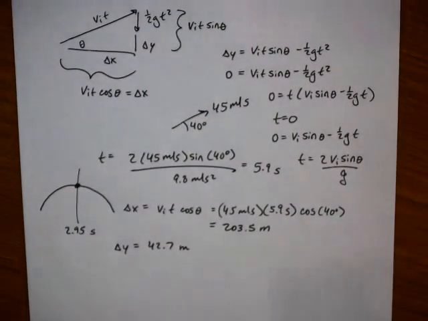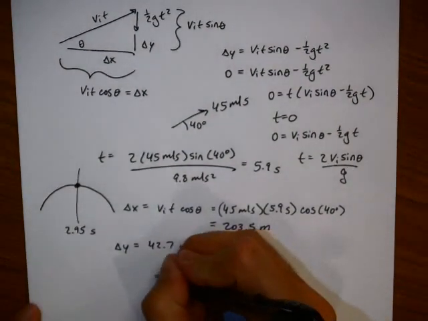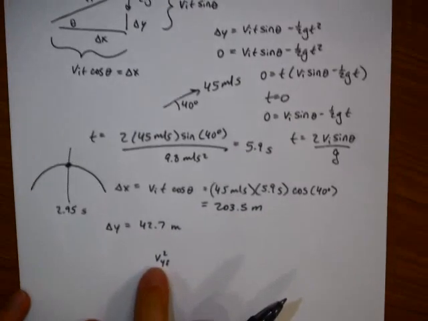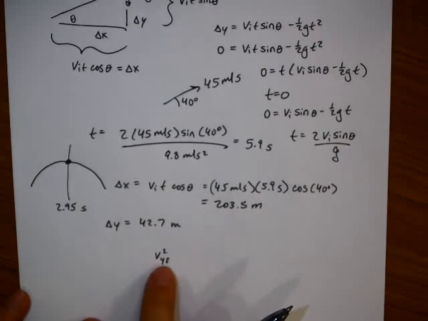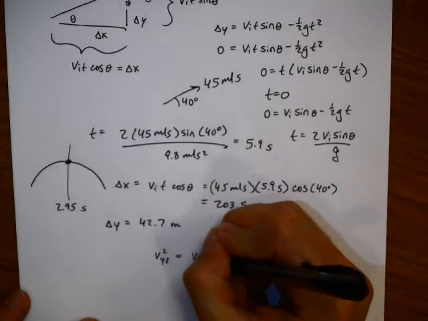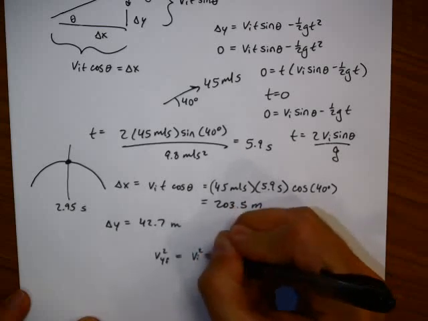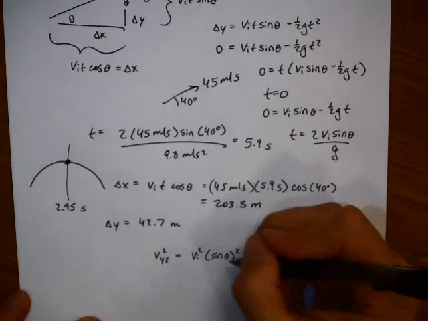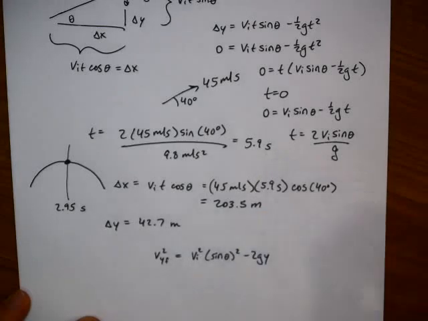So let's write that equation down. vyf squared, that's two subscripts. One subscript, y, tells us this is the vertical velocity. f tells us it's the final vertical velocity. vi squared sine theta squared minus 2gy.